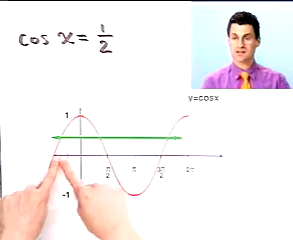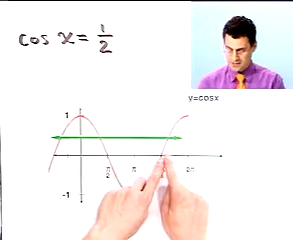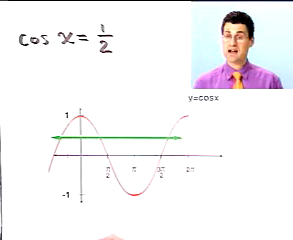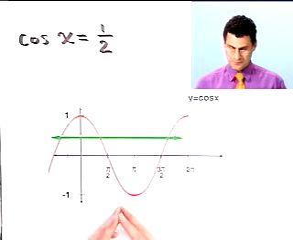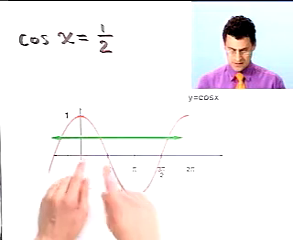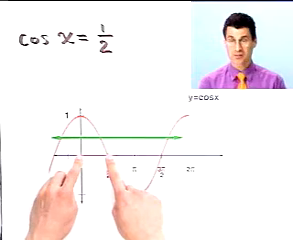There's a place over here, some x value that makes this equal to a half. Then there's a place here. There's also a place way over here, too. So the question is, how can I find all those solutions? Well, let's think about it. First of all, what are those angles roughly? Well, one's going to be small, between 0 and pi over 2.